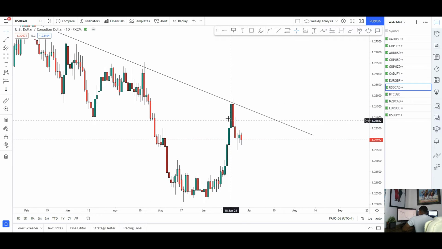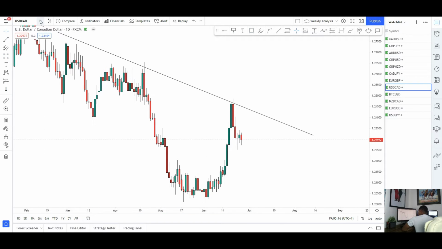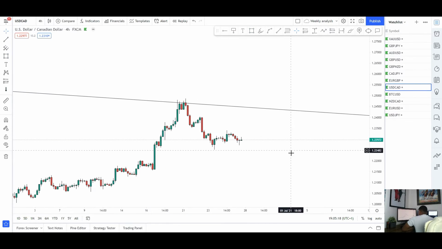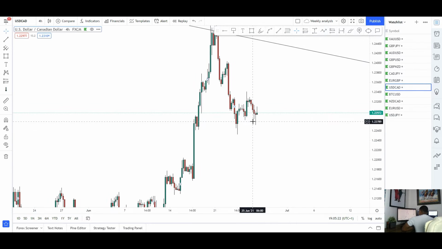So this here looks just to be retracement, and I'm expecting to see another push to the upside back into that trend line. And if we can get a break of that trend line into this area around 1.26, that's what I can see USD CAD pushing onto. Again, that'll probably take a couple of weeks to get there.